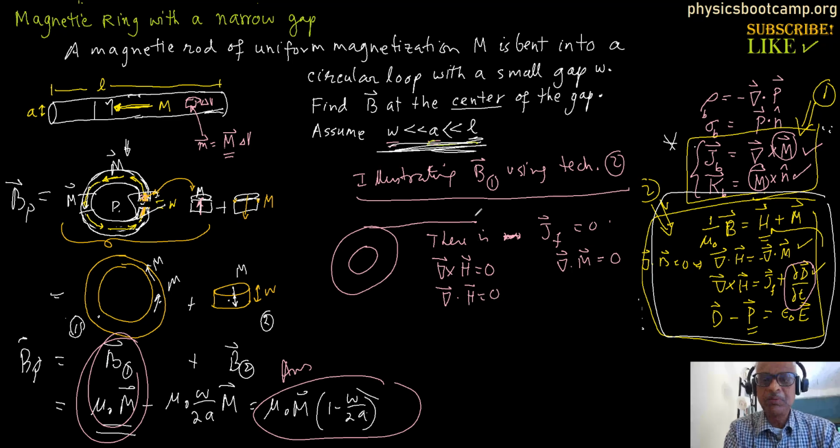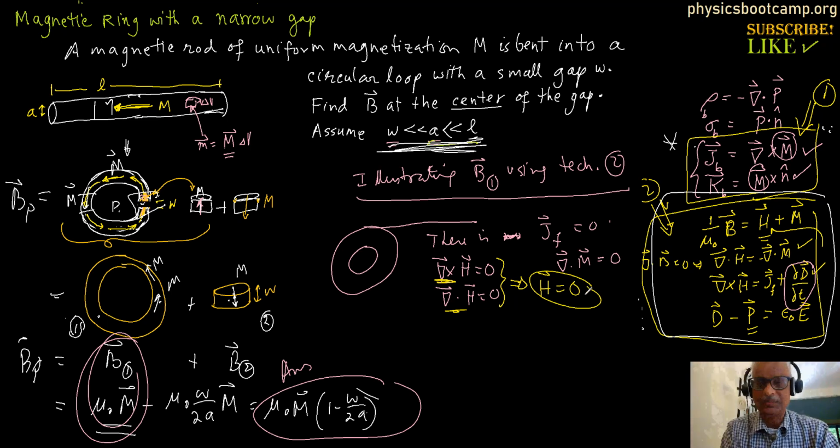So when you have a vector field where the curl is 0 and the divergence is 0, both 0, you can say this only happens if H is 0, or constant. If you put in a constant H, this will give you 0 and this will give you 0. So the boundary condition here will give you H equal to 0.